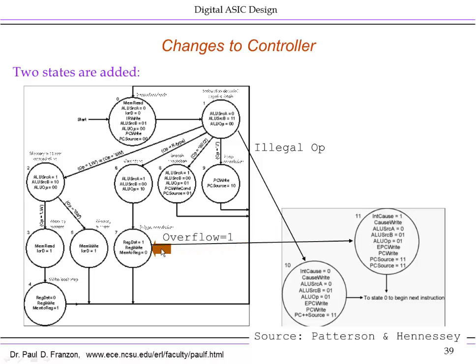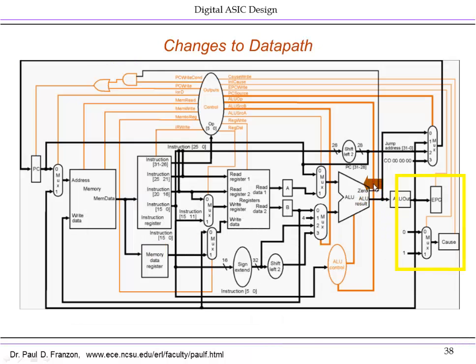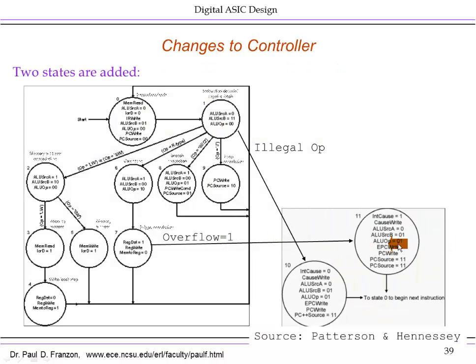Overflow only happens on an ALU operation. So if overflow goes to 1, because we added an overflow flag coming from the ALU. Correction, no, because the cause register is telling us that. If overflow is equal to 1, we jump to this state, which basically jumps to the exception handler. We detect an illegal operation in this state. If that occurs, again, we execute this state, which jumps to the exception handler.